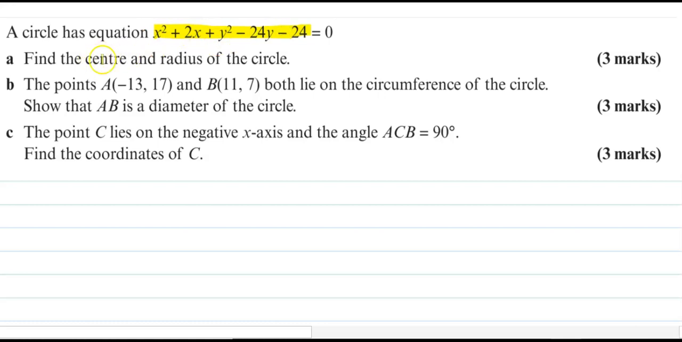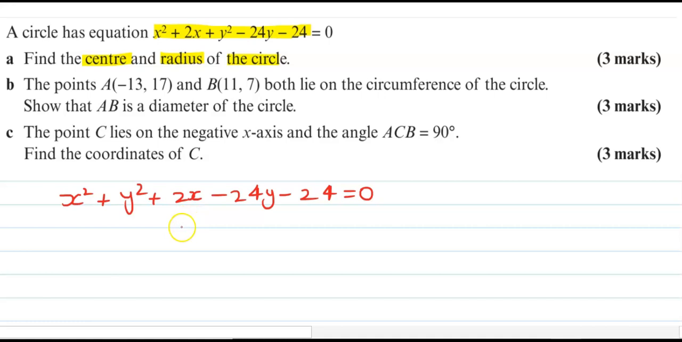Okay. And you need to find the center and radius of the circle. Yeah. So either you can use completing the square. As I have told my students, whatever is with x, just divide it by 2 and change the sign. Okay. So I can explain it here. x square plus y square plus 2x minus 24y minus 24 equal to 0.